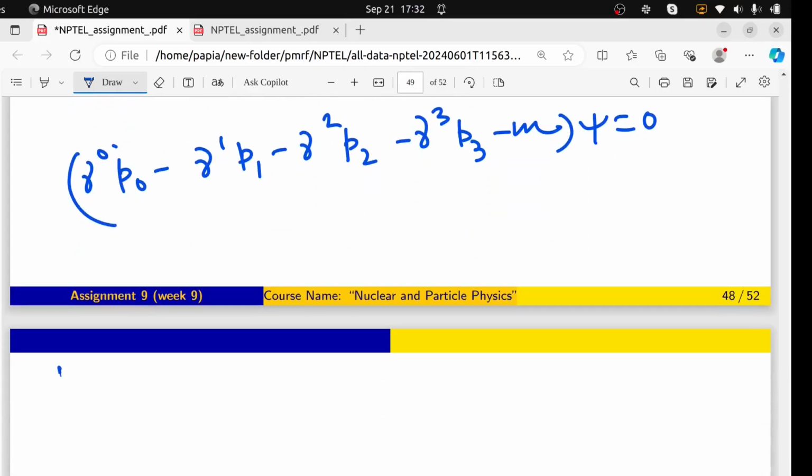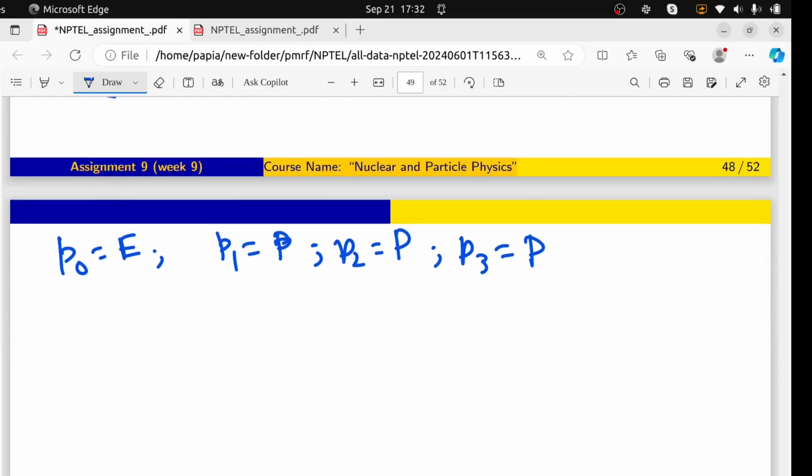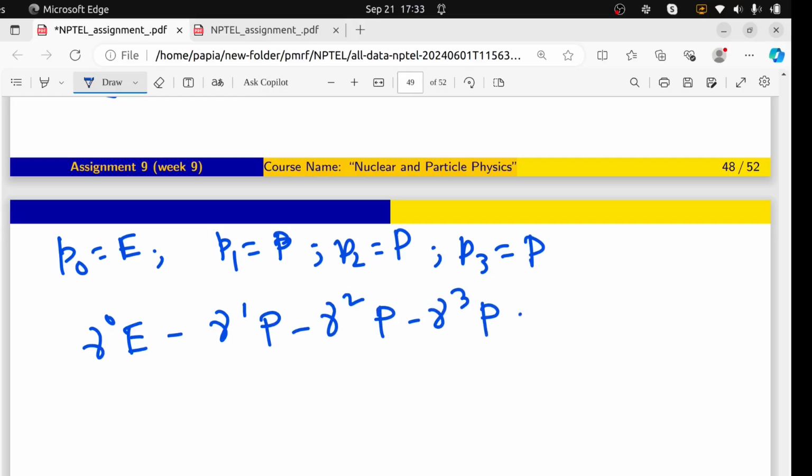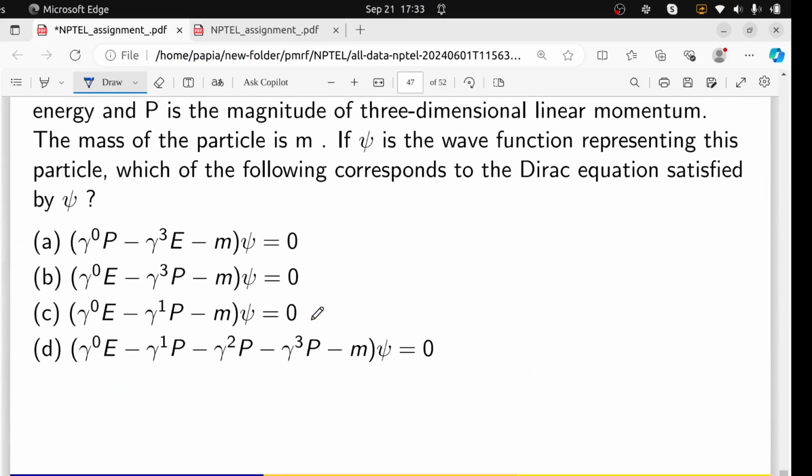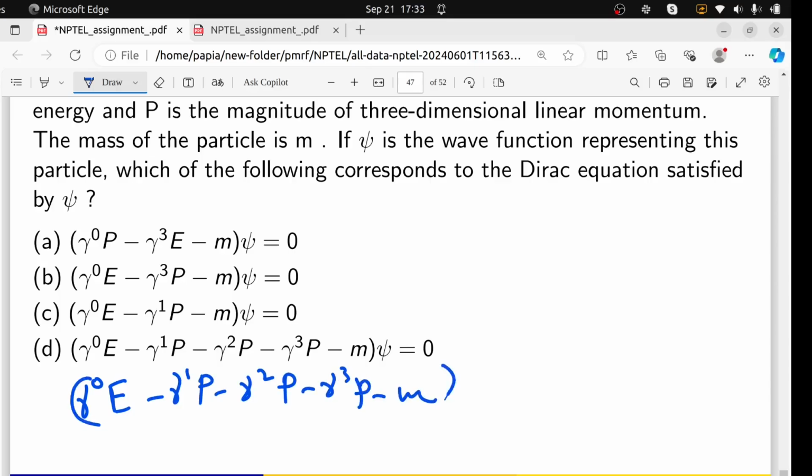Here we got that P0 is E, P1 is P, P2 is P, P3 is P. So if I put all these values, then gamma 0 E minus gamma 1 P minus gamma 2 P minus gamma 3 P minus m, whole of psi equals 0. So this is the correct option.